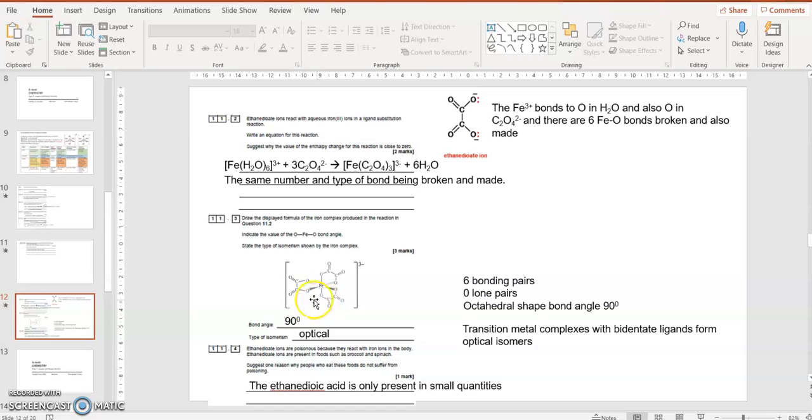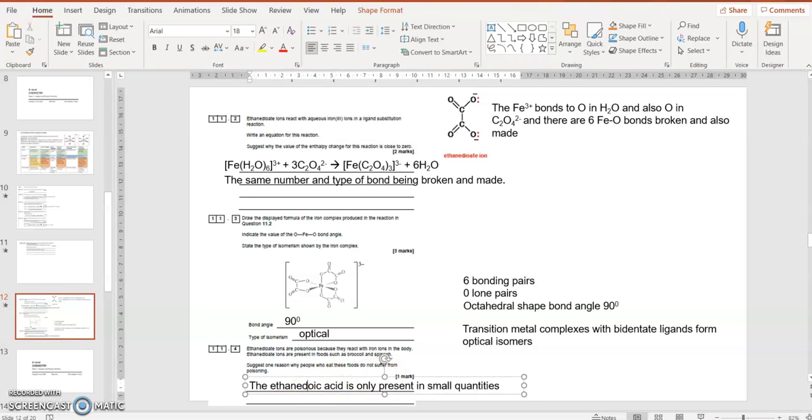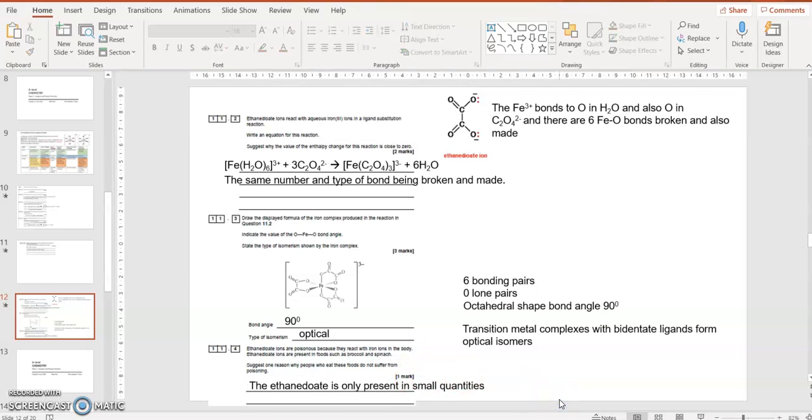When you get bidentate ligands, or a multidentate ligand like EDTA around it, and you get optical isomerism, you get a strange situation where you can have mirror images and enantiomers of each other. Ethane dioate is poisonous, but it doesn't seem to poison people who eat these foods. Maybe the ethane dioate is only present in small amounts. That's why it's not killing people.